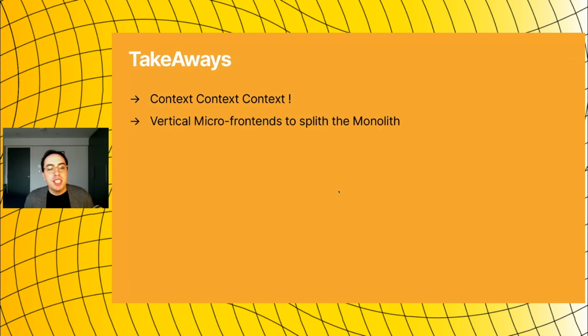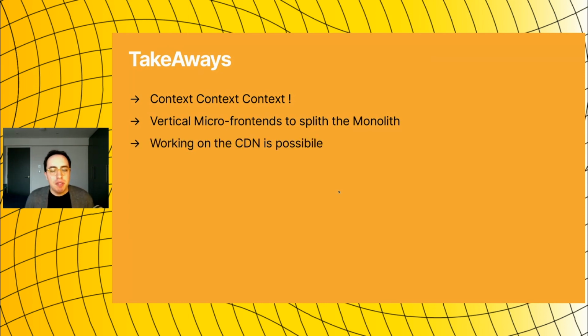What are the takeaways? So I want you to start with context every time you approach every problem, but especially in this case, when we are talking about architecture and solutions that may be useful for you. Vertical micro-frontends are a very nice and effective way to split a monolith and to individually assign teams to these micro-frontends, to be able to deploy each micro-frontend autonomously. So if your company is growing a lot, vertical micro-frontends are definitely here to help.